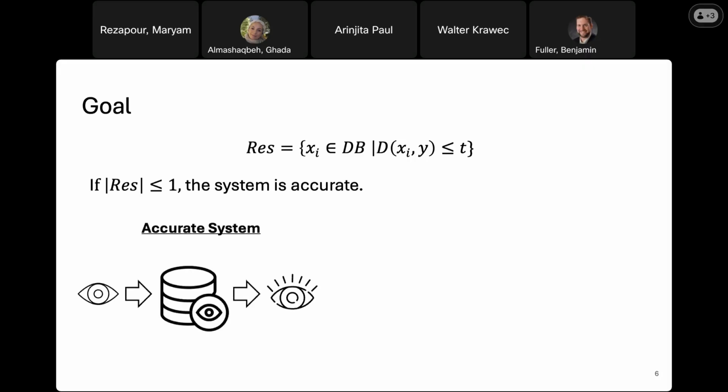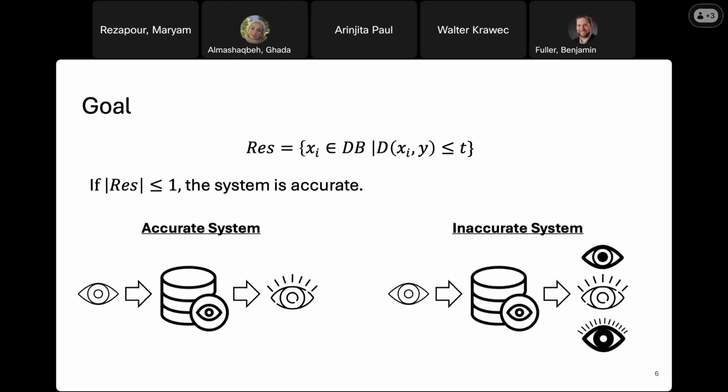So in an accurate system, if one person queries their iris through the biometric database, only one, which is the closest biometric, is returned. While in an inaccurate system, upon receiving a query, more than one biometric of the people is going to be returned, which may or may not include the actual one.